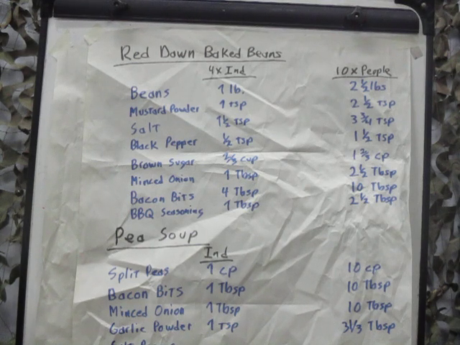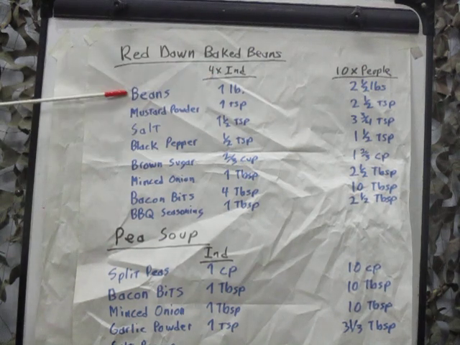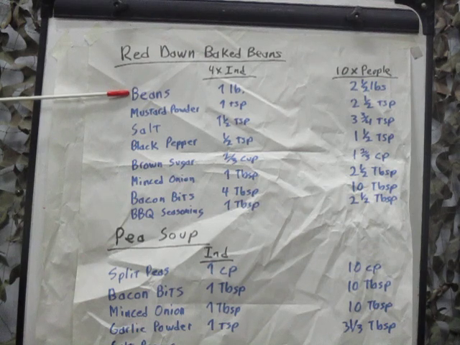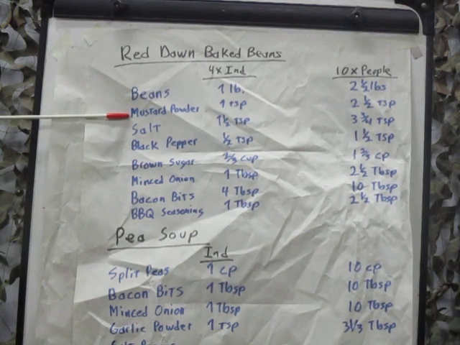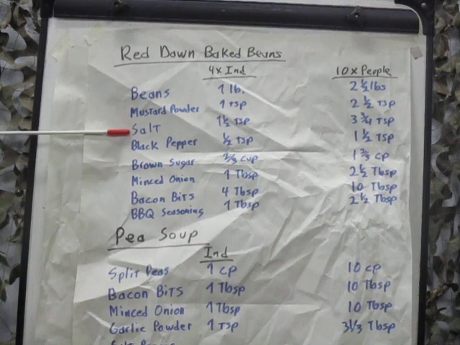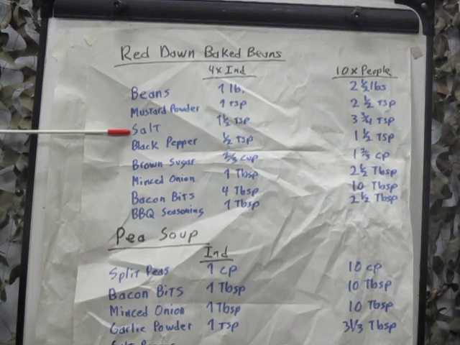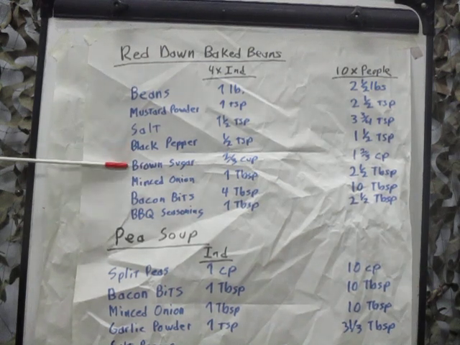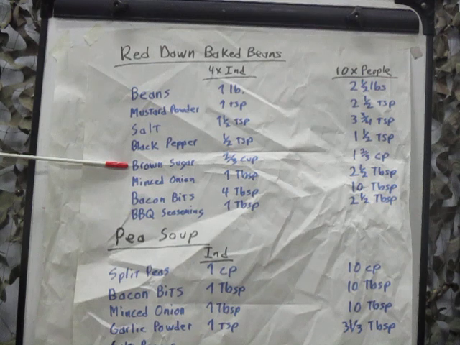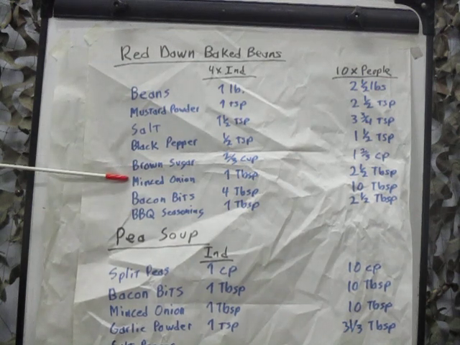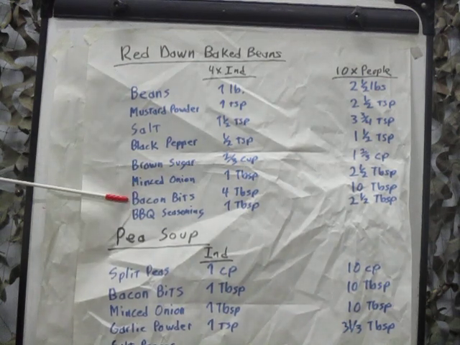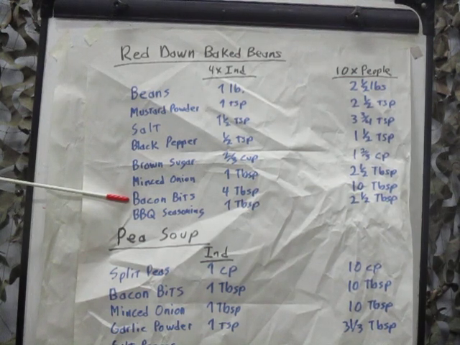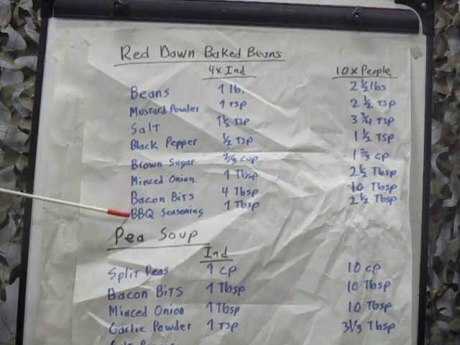But when you break it down for 4 people, Red Dawn baked beans: for beans you need 1 pound's worth, mustard powder 1 teaspoon worth, salt 1.5 teaspoons worth, black pepper 1/2 teaspoon, brown sugar 2/3 of a cup, minced onion 1 tablespoon, bacon bits around 4 tablespoons. You can do a little bit less in order to extend out your supplies.